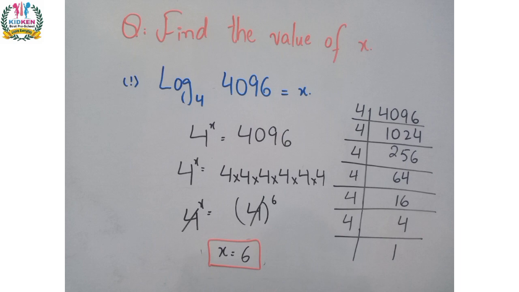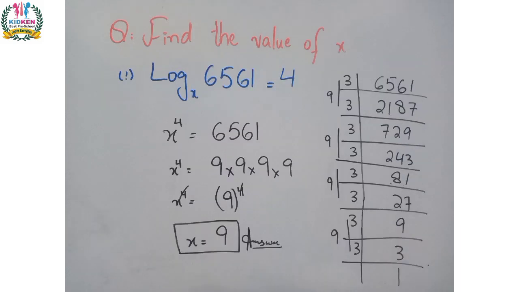Next question is log base x of 6561 is equal to 4. Simply you can convert this log form to normal form. So x power 4 is equal to 6561. Then you can take LCM of 6561. After taking LCM we have the answer 9 power 4 is equal to x power 4. So 4 and 4 we can cancel because they are the same values. So we have the answer x is equal to 9.